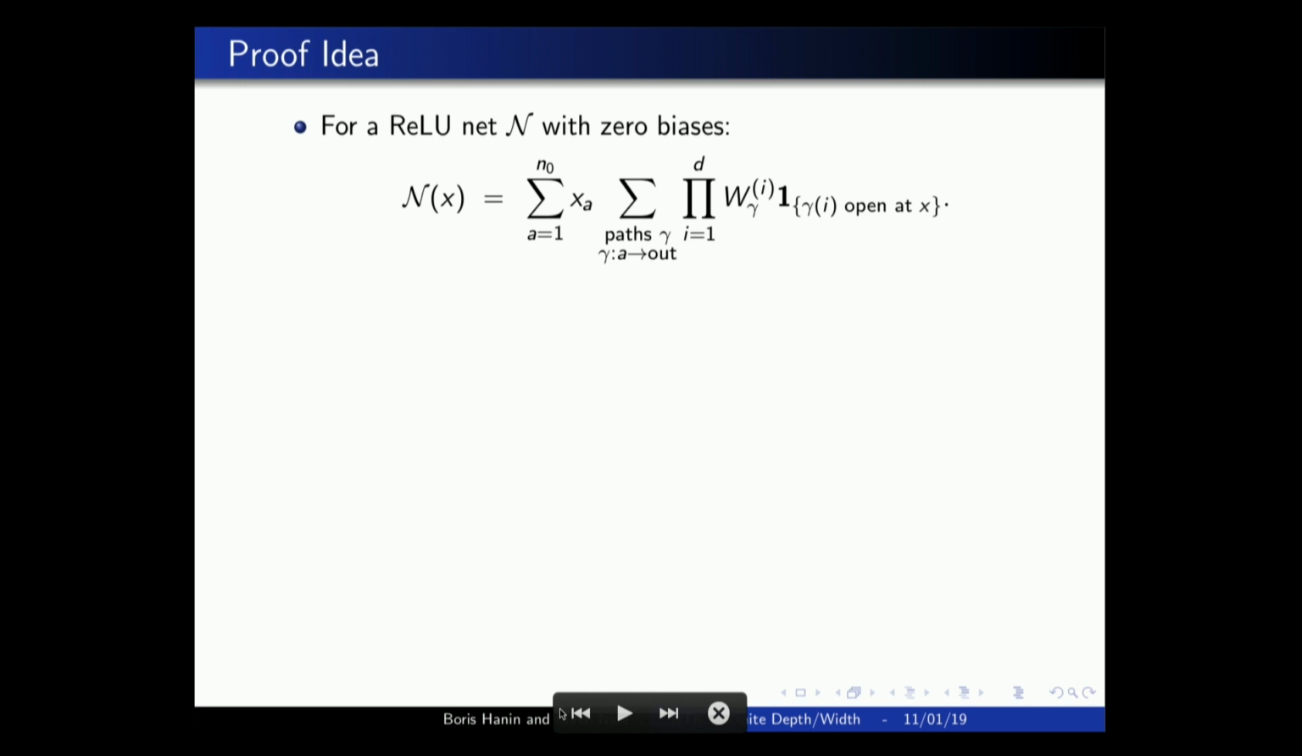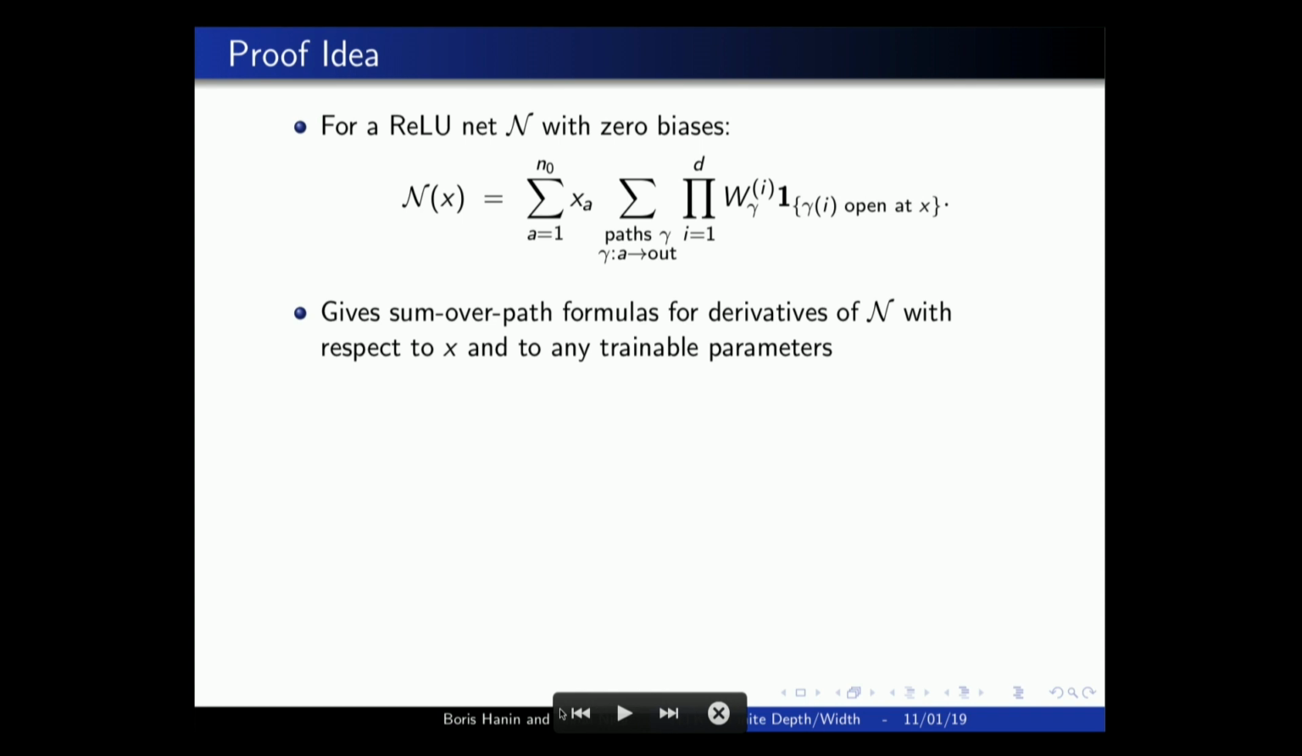So it's obtained essentially as a sum over paths in the network, basically in the computational graph of your neural net, where each path is weighted by a product of the weights along the path times the indicator function that the path is actually open at your input. This is a classic formula. But the point is that this formula you can freely differentiate with respect to whatever parameters you want. So if I differentiate this formula with respect to some weights or some biases, I get a sum over paths formula for the NTK itself.